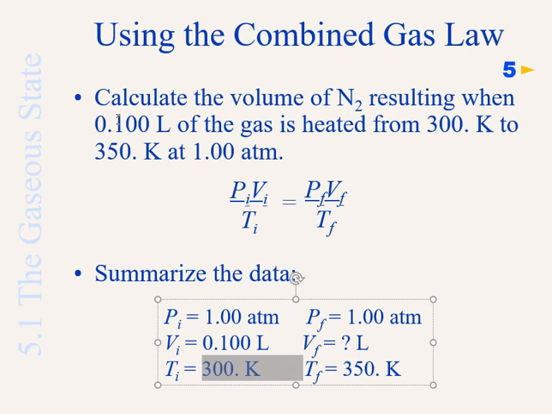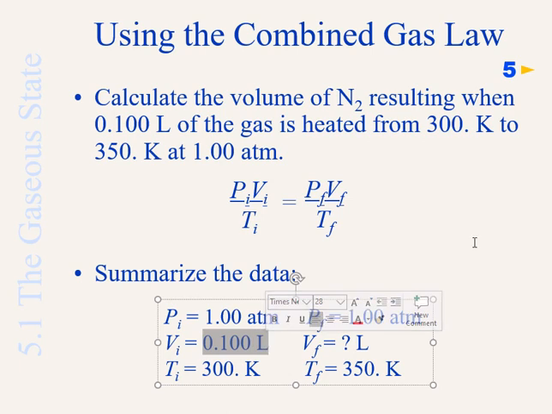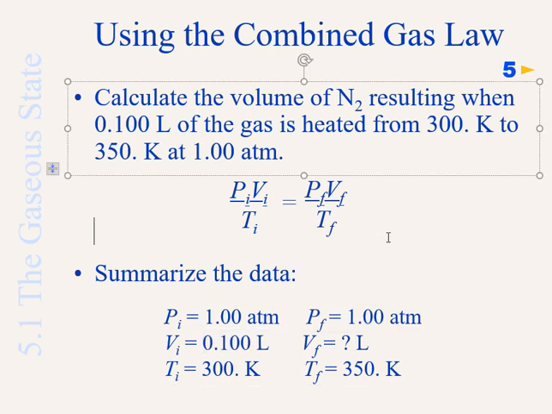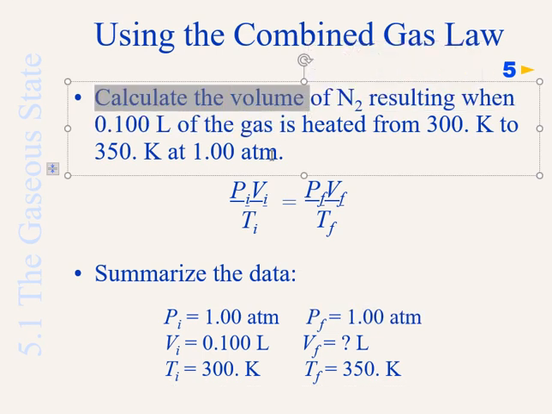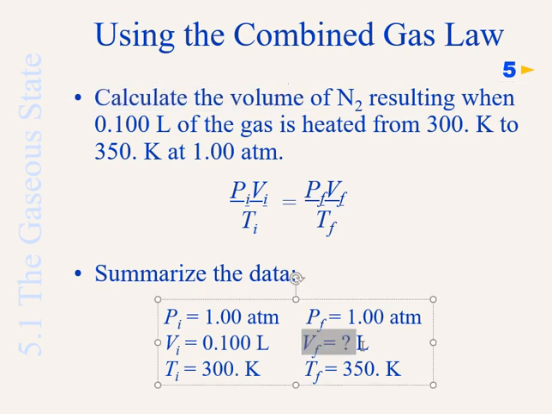And resulting when 0.100 liter of the gas is heated, so then Vi is also 0.100. And we are not told that the volume changes, we are not told that the pressure changes, so Pf equals 1.00 atmosphere as well. And the problem is saying calculate the volume. So initially if the volume was 0.100 liter, the new volume is the final volume which we are trying to find, and the new temperature is also given to us as Tf equals 350 Kelvin. So this is what we are trying to find.